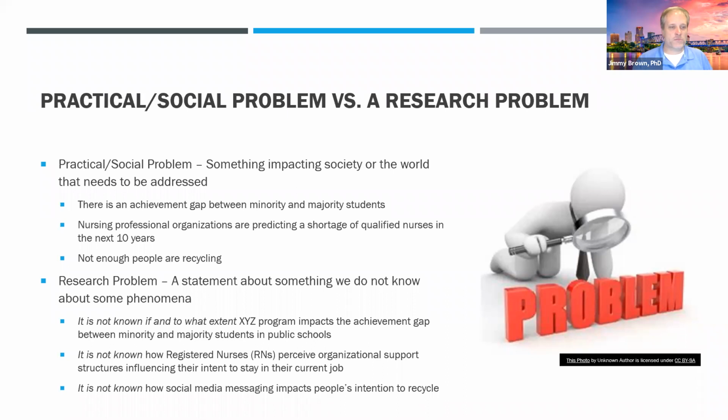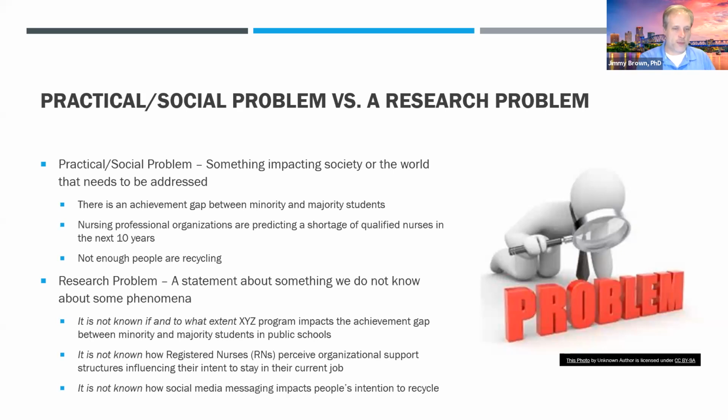Now, the bottom one is, again, a good practical issue: not enough people recycling. If you talk to folks who are very big in environmentalism, they'll say one of the problems with recycling is that right now, not enough people are doing it. So we could say that's a practical issue, but for a research problem, we could say maybe something like: it is not known how social media messaging might impact people's intention to recycle. So again, the practical problem is something that impacts society or the world. The research problem is what we don't know about it. How do we know what to do about it?